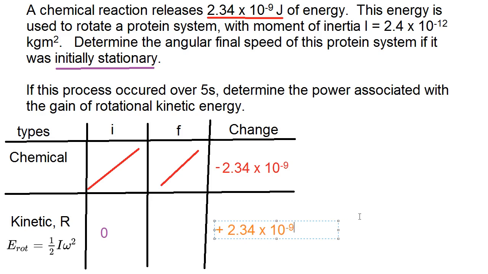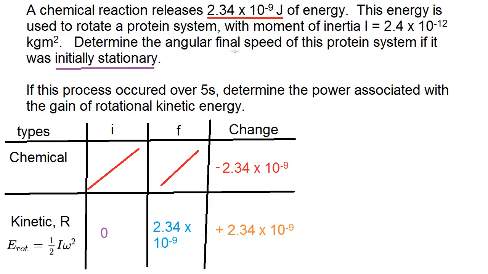So we need the two change columns to add up to 0. And this lets me actually fill in the final kinetic energy. I didn't leave myself enough space, but it's the same number. Like so, because we need final minus initial to equal the change. Now, once I've done this, our goal is to determine the final angular speed.